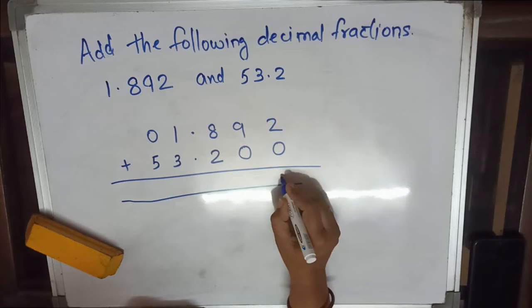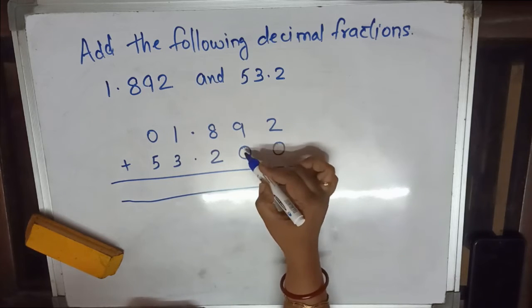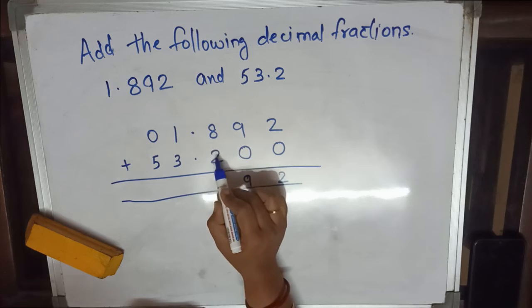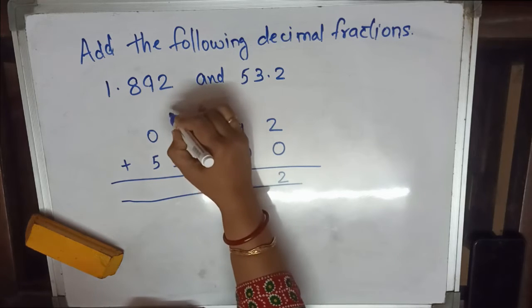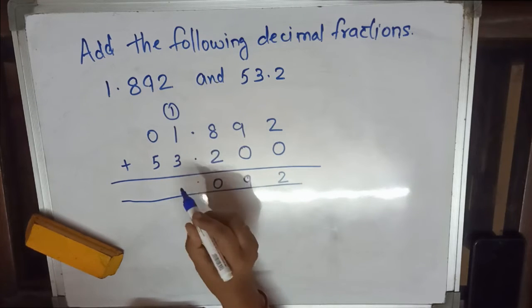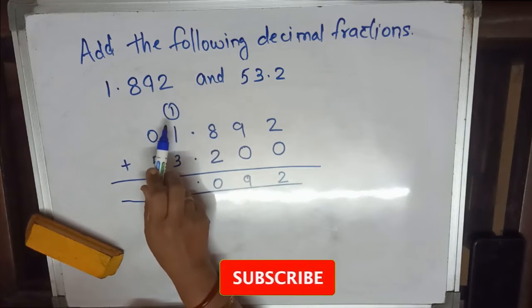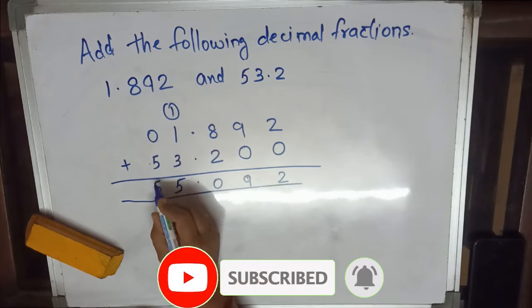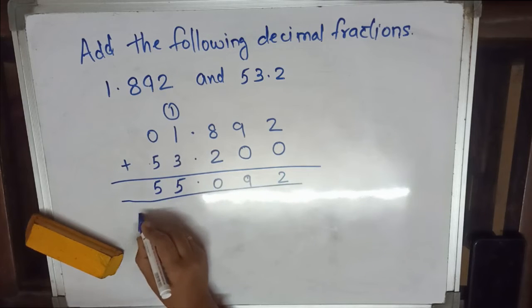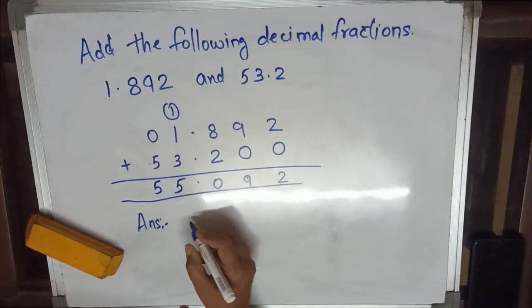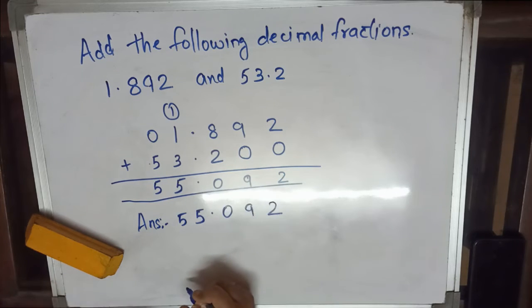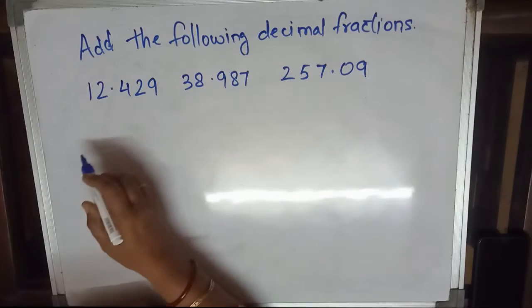2 plus 0, 2. 9 plus 0, 9. 8 plus 2, 8, 9, 10. 0, 1 carry. Decimal point. 3 plus 1, 4. 4 plus 1, 5. 5 plus 0, 5. So what is our answer? Answer equal to 55.092. Now we are moving for the next questions.